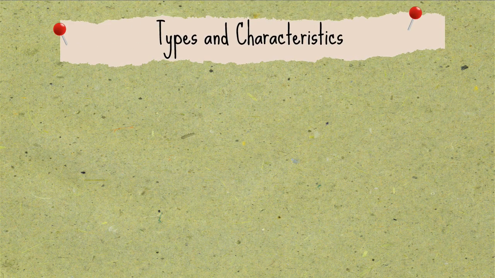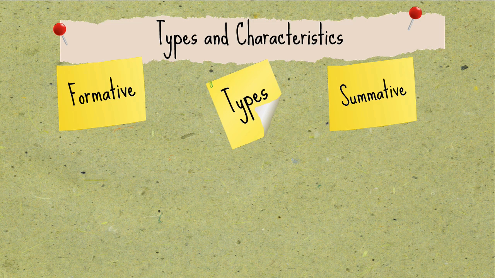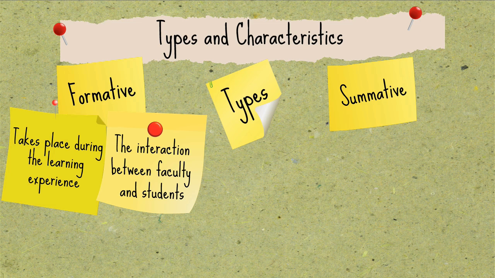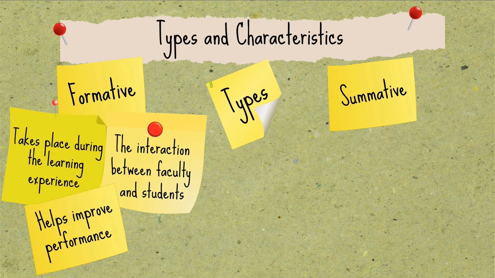Let's talk for a moment about the two different types of assessment, formative and summative. Formative assessment takes place in the learning environment during the course or class. The interaction between faculty and students and subsequent feedback along the way constitutes formative assessment. This process helps both the student and the faculty member to improve performance by addressing confusions and reinforcing good practice.